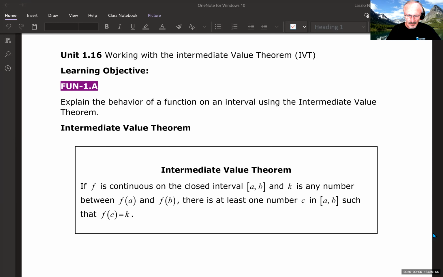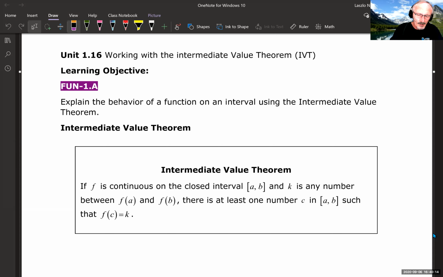If f is continuous on the closed interval a through b, and k is any number between f of a and f of b, there is at least one number c in the interval a through b such that f of c is equal to k. That may sound like a mouthful, but if we look at an intuitive understanding of the theorem, it will be rather straightforward, and I think you will enjoy working with it.